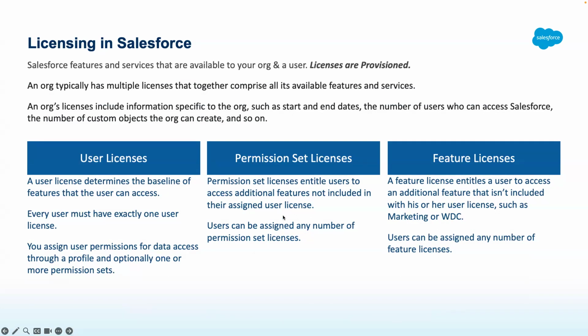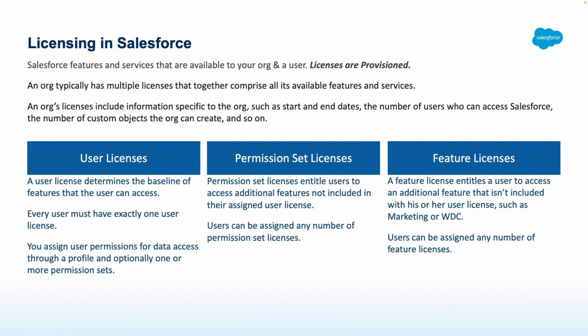While if I need to enable a certain feature, let's say I want to enable collaborative forecasting, or I want to enable CPQ or service cloud, these are feature licenses. So you'll have the feature licenses which we need to enable. These all are provisioned. We do not say I have assigned a user license, we say we have provisioned the licenses.